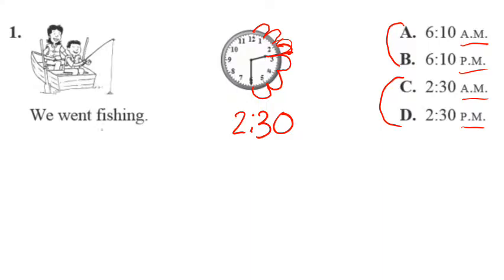It says that they are going fishing. Well, 2:30 a.m., I know I'm usually sleeping, and that would probably not be a very good time for fishing. So I can go ahead and cross off 2:30 a.m. I can also cross off 6:10 because I know that it's 2:30. 2:30 p.m. is in the day. It is in the middle of the afternoon, and that sounds like a good time to be fishing because you can see what you're doing. So I think D is the correct choice.